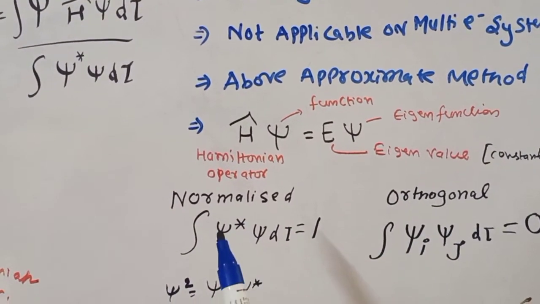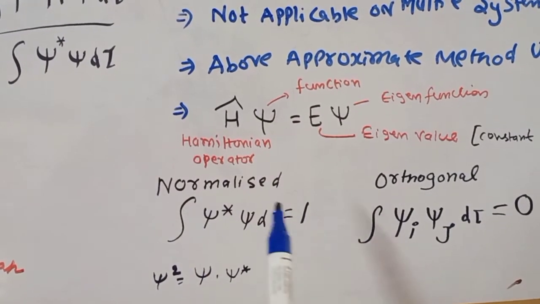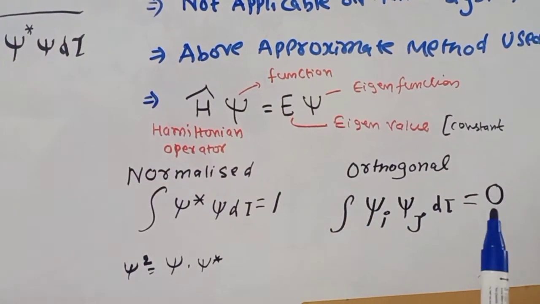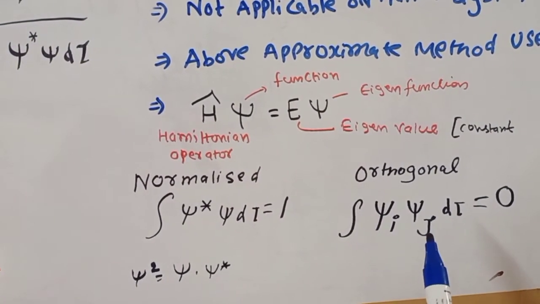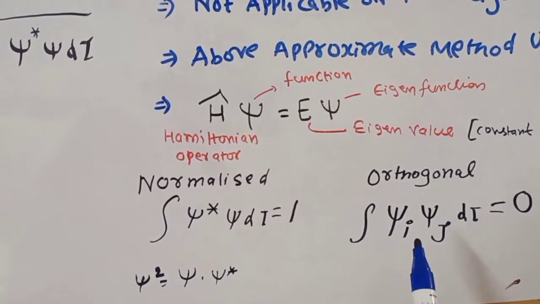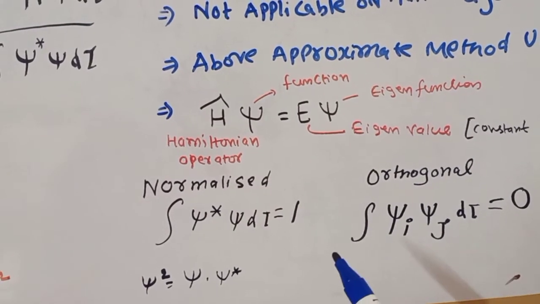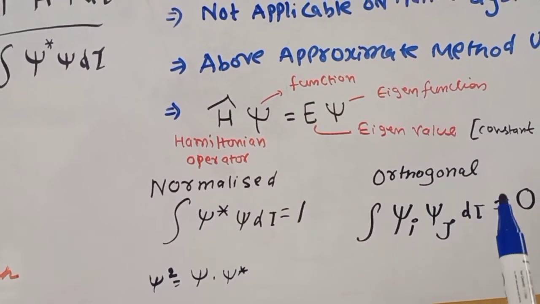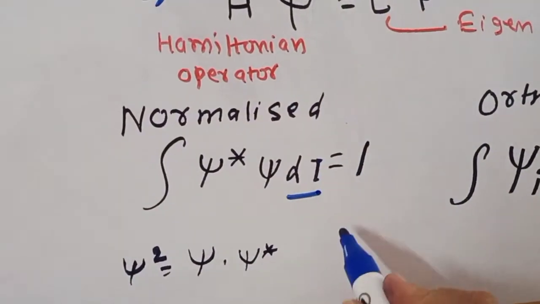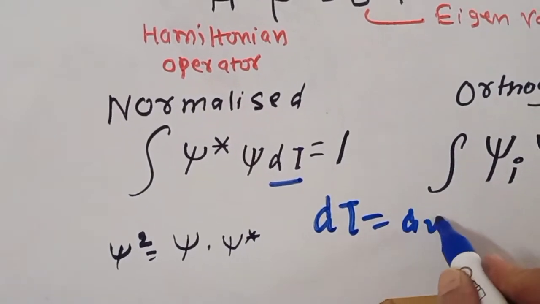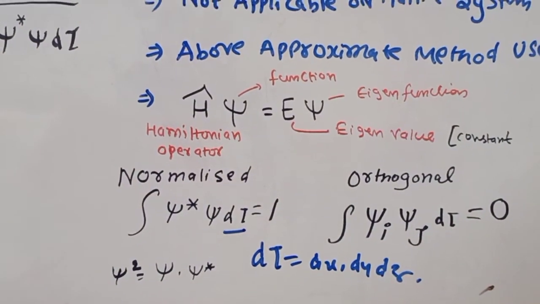Similarly, what is our normalized condition? When we write the equation as the integration of psi star psi d tau equals 1, this is the normalized condition. And when the value comes to be 0, when the psi's are different, psi i and psi j, we can take different wave functions, this is the wave function of the i atom, this is the wave function of the j, so when we write this equation in the orthogonal form, we get the value equal to 0. What is this d tau? D tau gives us the small volume, that is dx, dy and dz in space. Do watch the previous videos of quantum mechanics for the details.